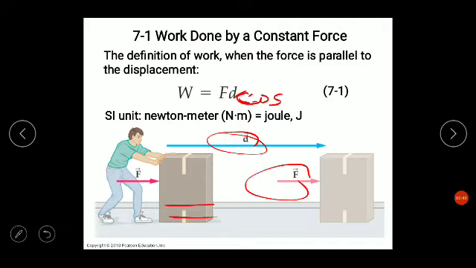By the way, the unit of work is the joule. You have a newton meter. You might think that work and torque are just the same, but no, they are not, because torque is a vector quantity. That is why you have meter times newton with a dot, to separate it from the unit of work, which is newton meter, equivalent to joule.